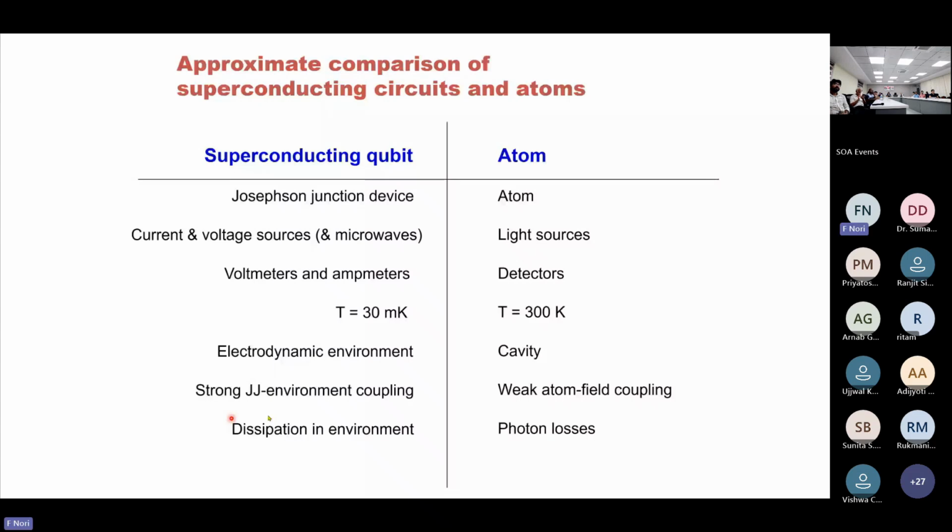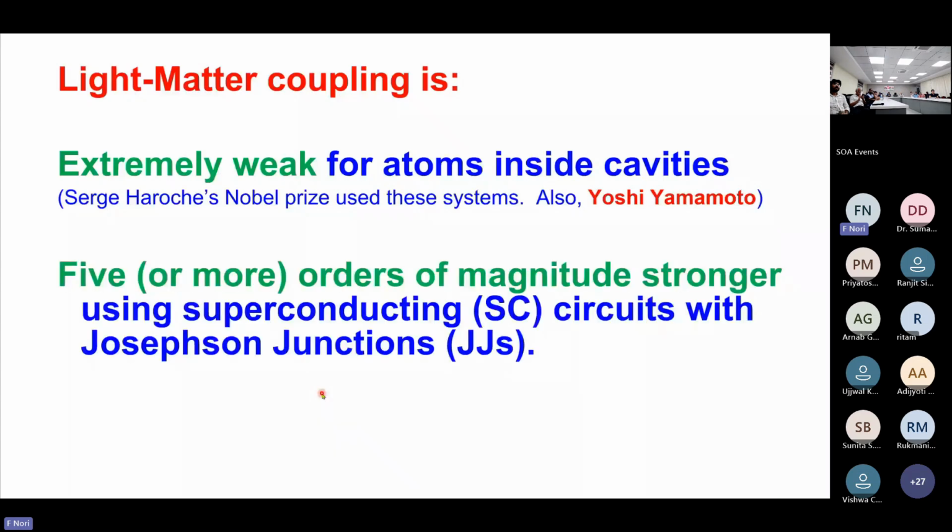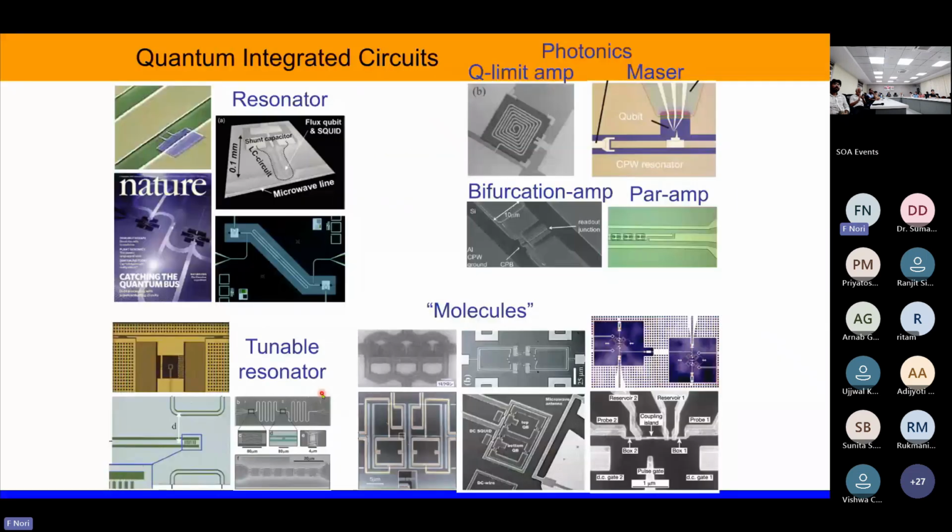Okay, so the light-matter coupling is extremely weak for atoms in a cavity, and also this is a Haroche Nobel Prize system. Also, Yoshimoto and others have been working on this for a while. It is 5 or more orders of magnitude stronger using superconducting circuits with Josephson junctions. That's the key idea. Now you can use this not only for quantum computing.